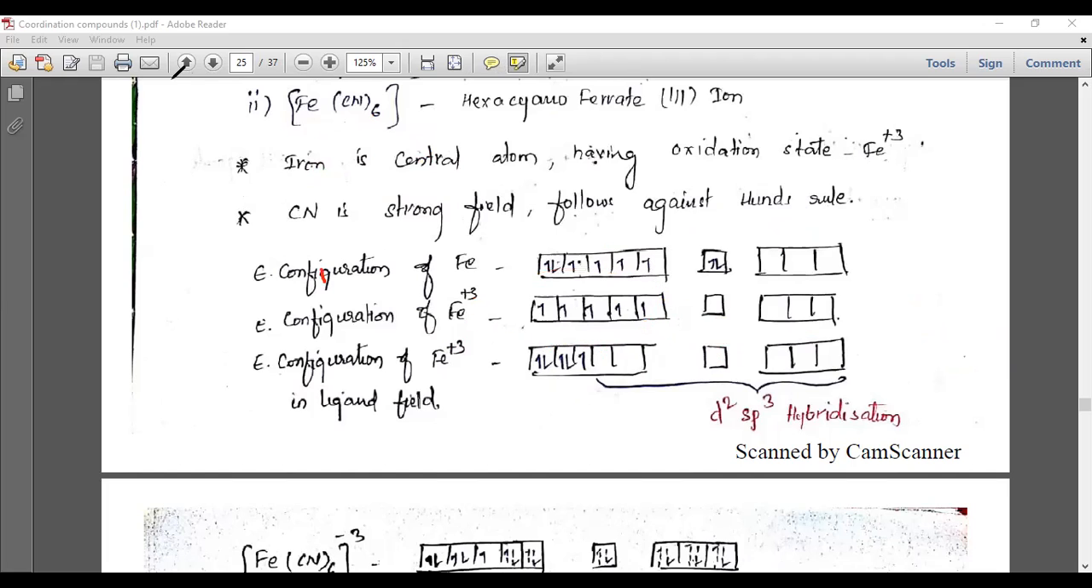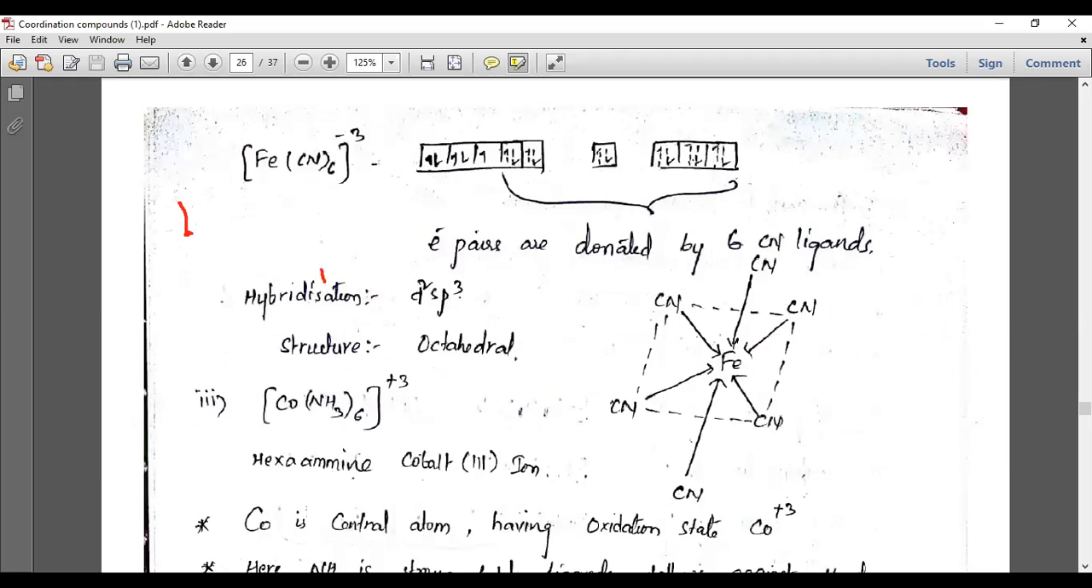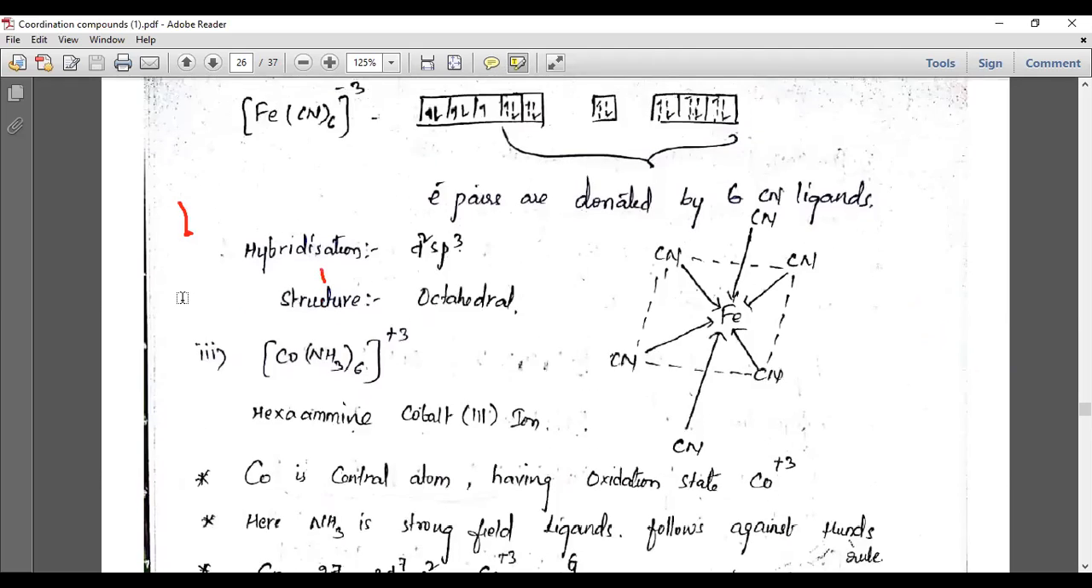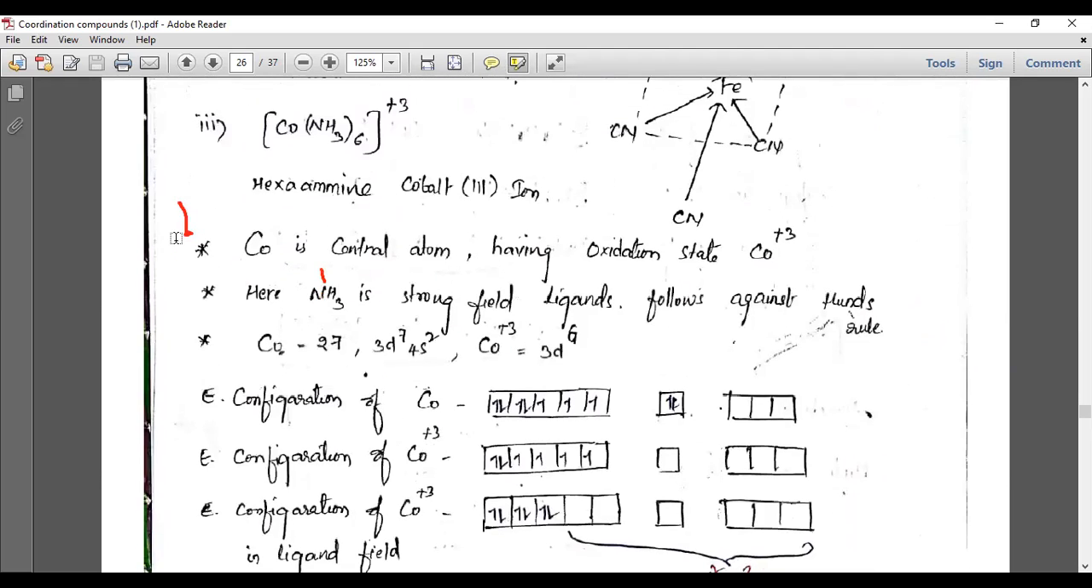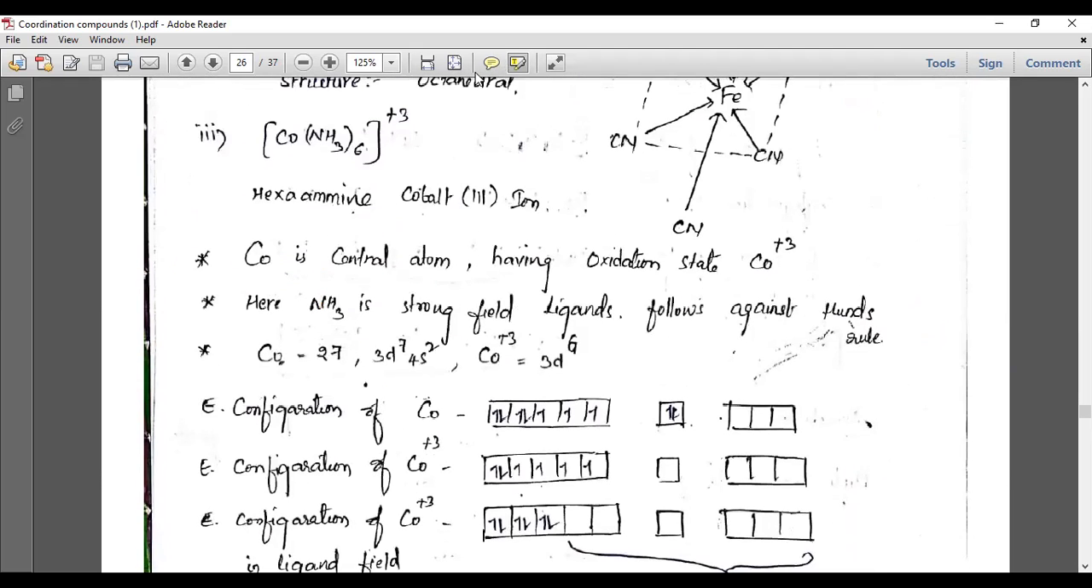So I will tell you another example. We'll take many such examples so that you can easily understand. I will take another best example here, the cobalt complex. This is also very very important. This is the exception here, and this is very very important. And the complex, which is [Co(NH3)6] here.